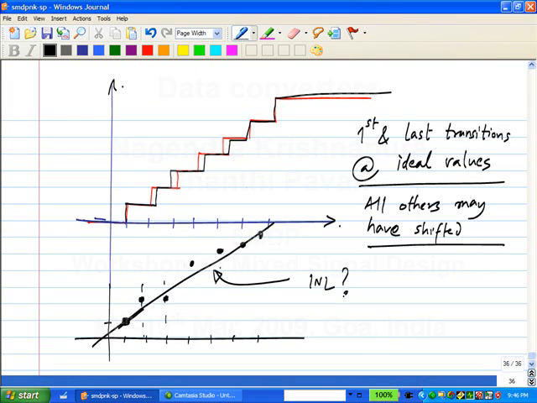Okay, so what is that? How do I find it from this graph? So this is nothing but the transition points versus code. Basically these are the INL values. The difference between the actual transition point and the ideal transition point, that is the INL. And the reason I went through the gain and offset discussion is that you have to first remove the gain and offset before you measure the INL.